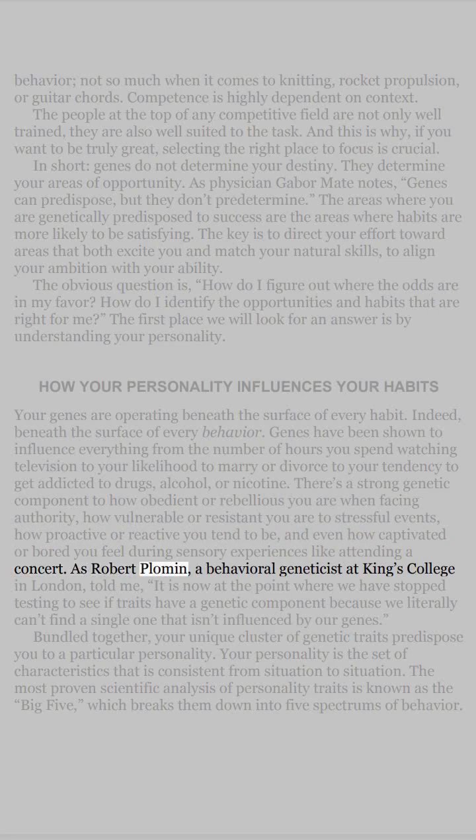As Robert Plomin, a behavioral geneticist at King's College in London, told me, it is now at the point where we have stopped testing to see if traits have a genetic component because we literally can't find a single one that isn't influenced by our genes. Bundled together, your unique cluster of genetic traits predispose you to a particular personality. Your personality is the set of characteristics that is consistent from situation to situation.